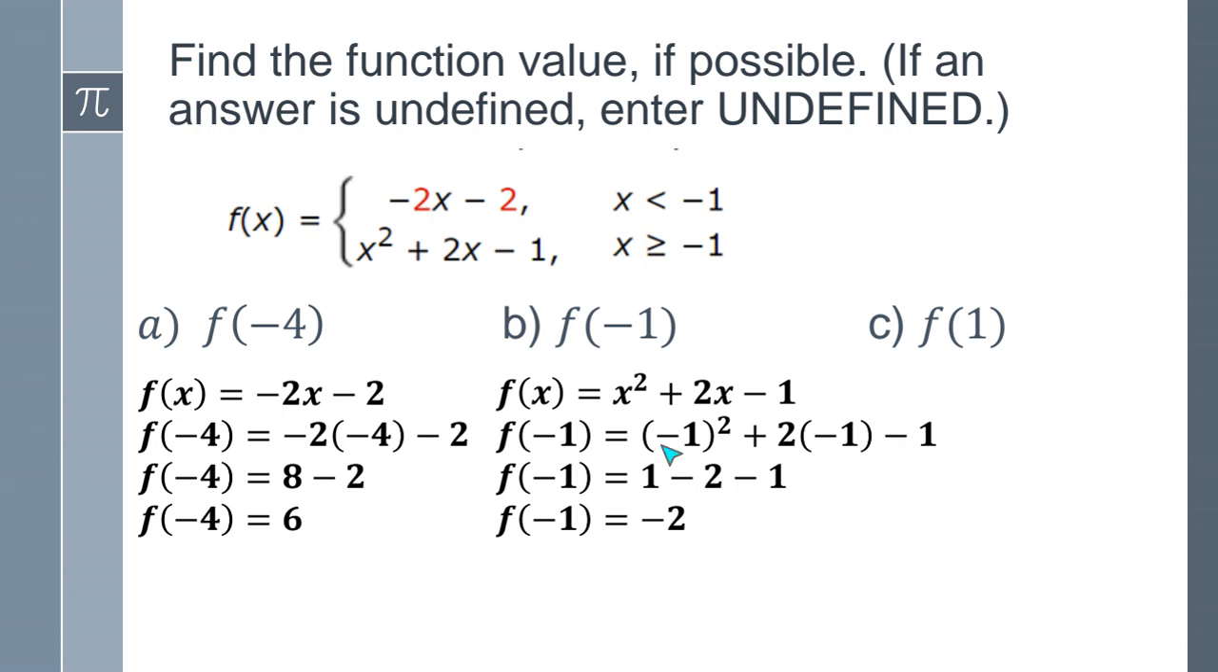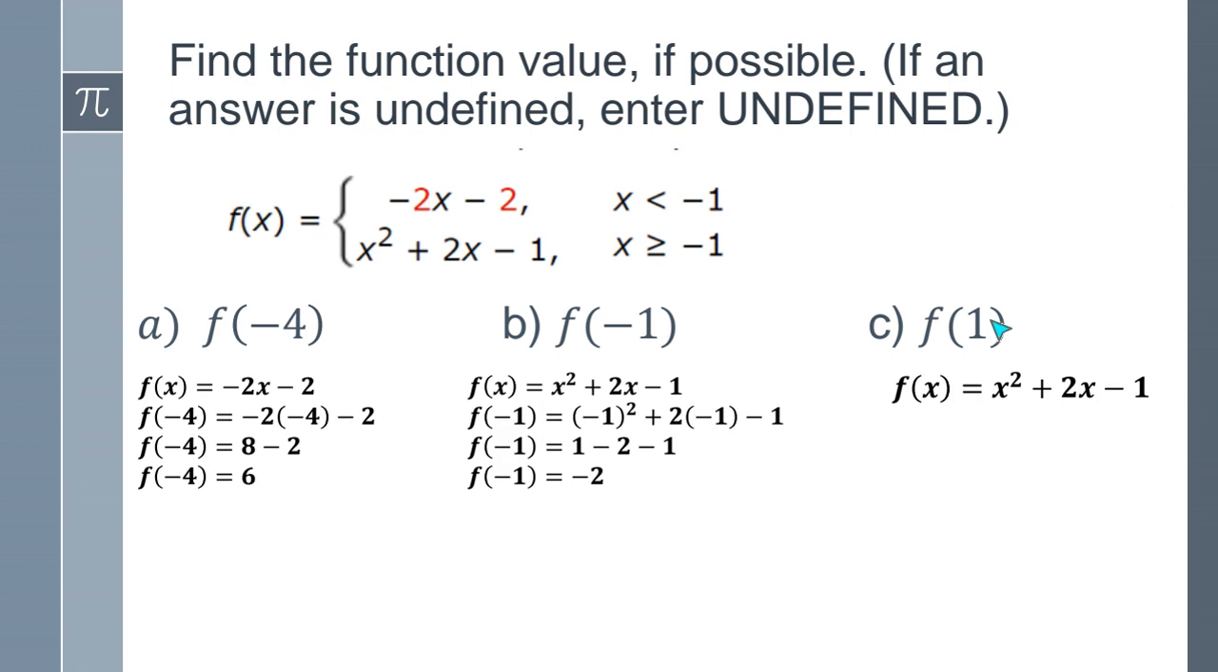So here my negative is being squared. So -1 times -1 comes out as a positive 1. 2 times -1 is a -2. And then I have a -1. So 1 minus 2 is -1. Minus 1 gives me a -2.